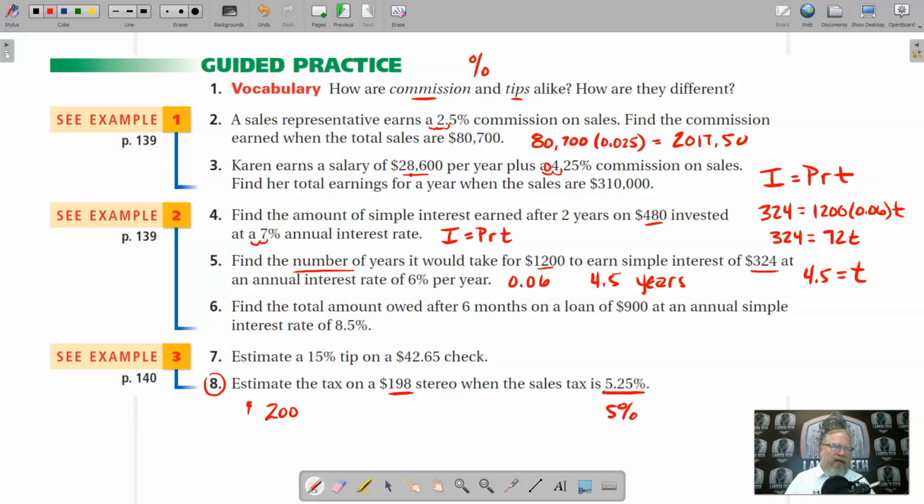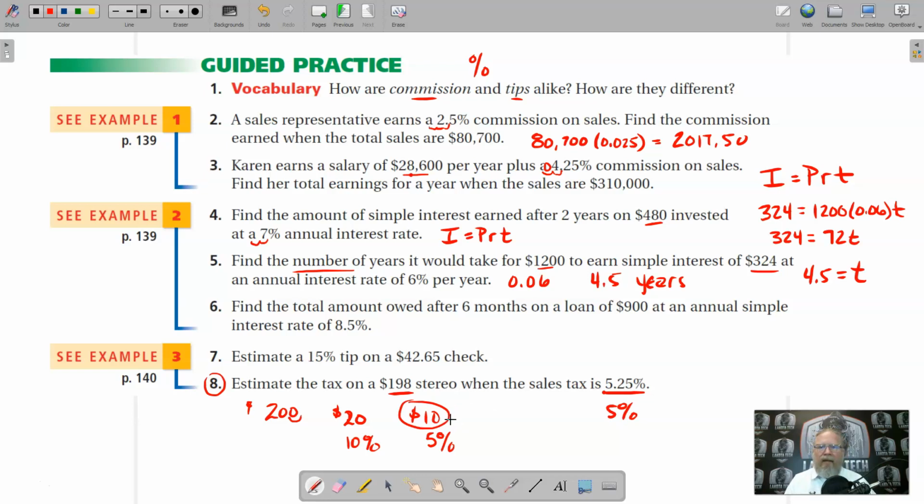Let's think of this as 5%. So we're probably looking for what? 1/2 of 10%, because 5 is 1/2 of 10. So 10% of 200, well, we just move the decimal over one place, right? We would get $20. But this is 10%. Well, I want 5%, not 10%, so I want half of that, and so that's going to be $10. So in this case, the tax on this stereo would be approximately $10.